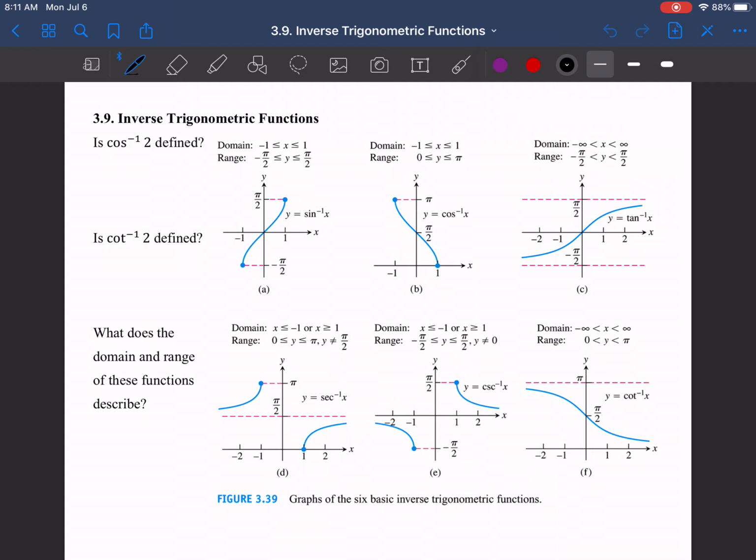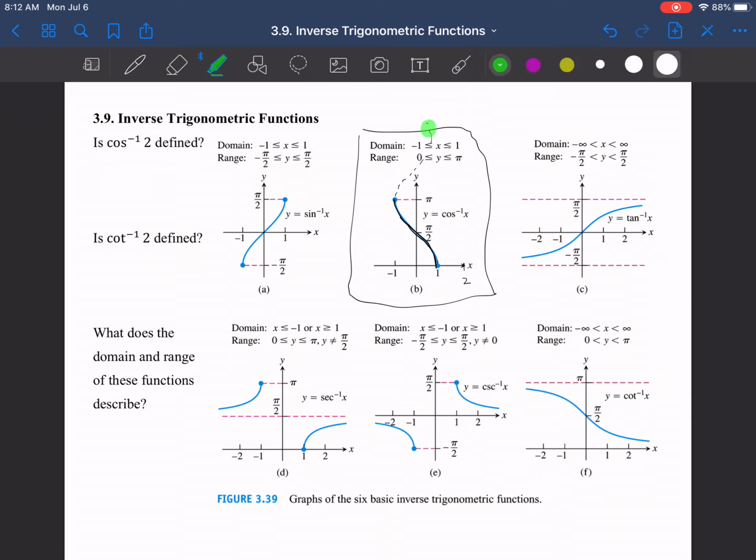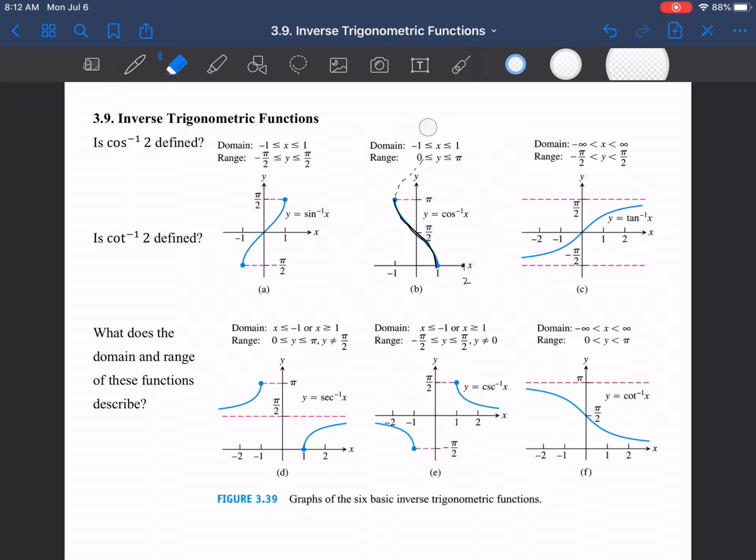And the answer here is no, because if we look here at the graph for arc cosine, you can see that putting in a 2, which is out here, it's never going to reach that. It never does it. This is the only values that we define it, because if we kept going, it wouldn't be a function anymore. Remember, we limited our range on this one so that we would keep it as a function.